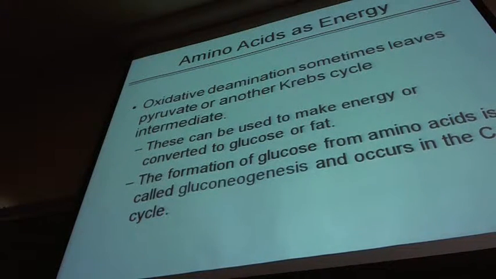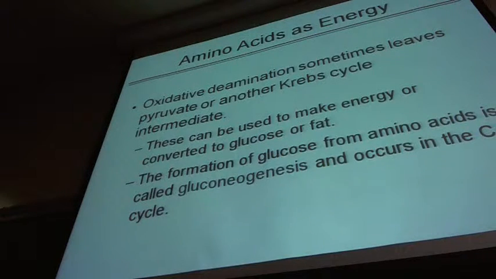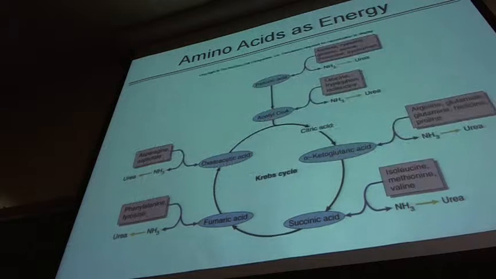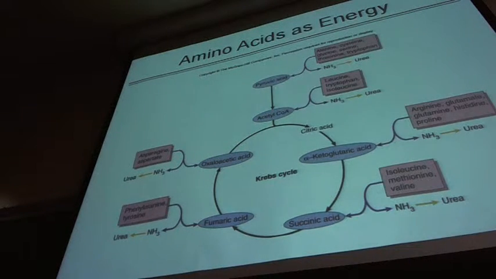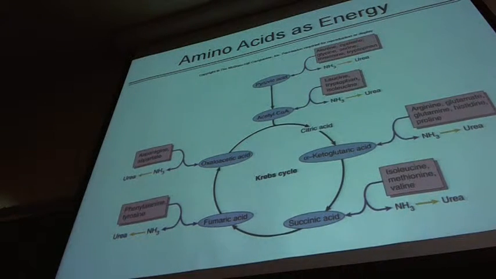And gluconeogenesis, it looks like it can go through the Cori cycle. I wasn't aware of that. If we need to, we'll come back. That should just about do it. Amino acids as energy, I think we've gone through that. It's citric acid, acetyl-CoA, going back into the Krebs cycle again.